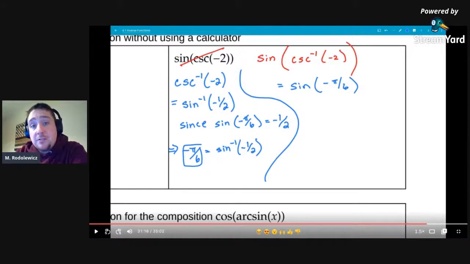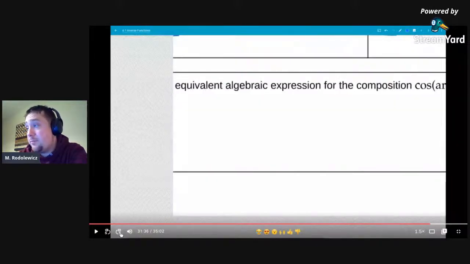And now we're asked to compute the sine of negative pi over 6, which means rotate negative pi over 6 and then take the y value. In that case, it's negative 1/2.